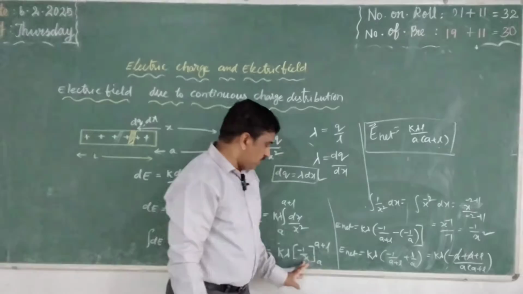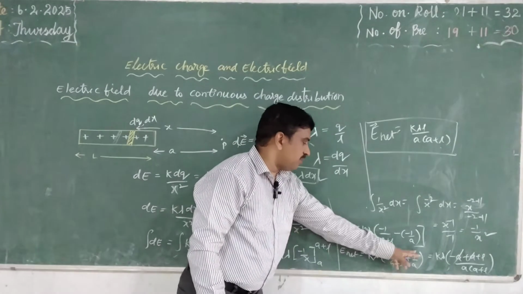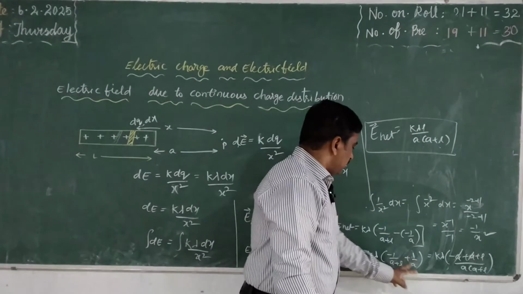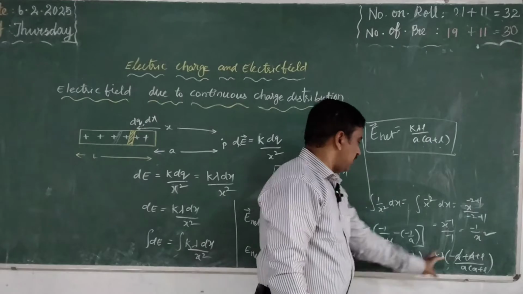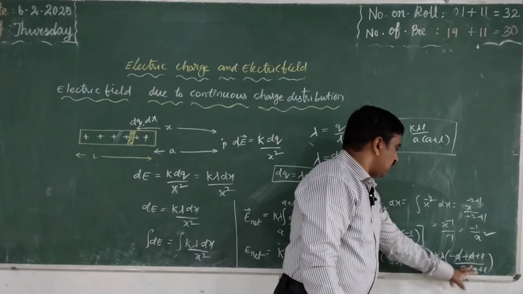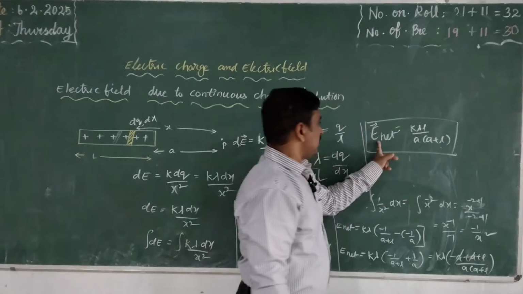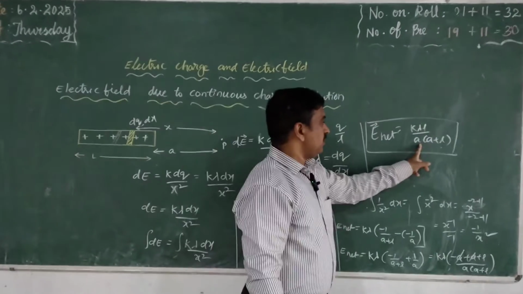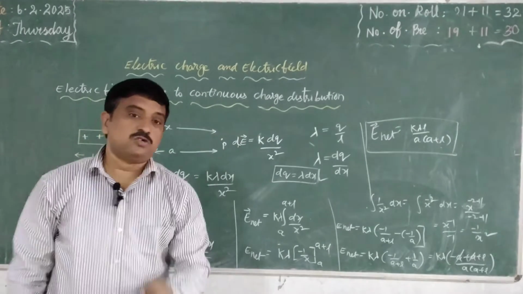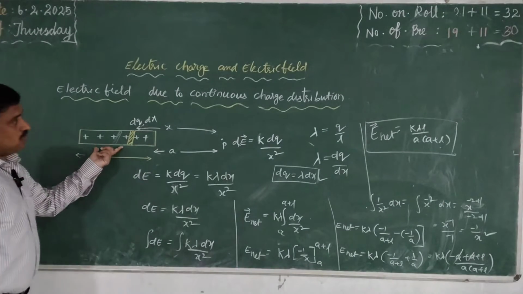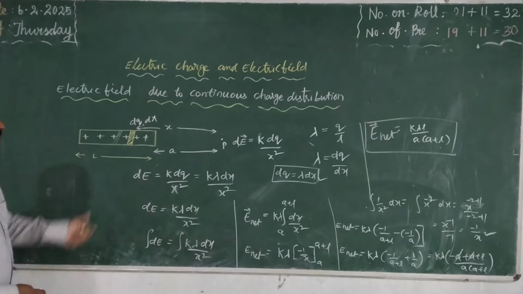So first upper limit, later lower limit, so minus of minus plus: minus 1 by a plus l plus 1 by a. See cross multiplication, so we write minus a into a plus l, minus a plus a cancels, only l there, a into a plus l. k lambda l by a into a plus l. E net equal to k lambda l by a into a plus l. This is the net electric field due to a continuous charged distribution.